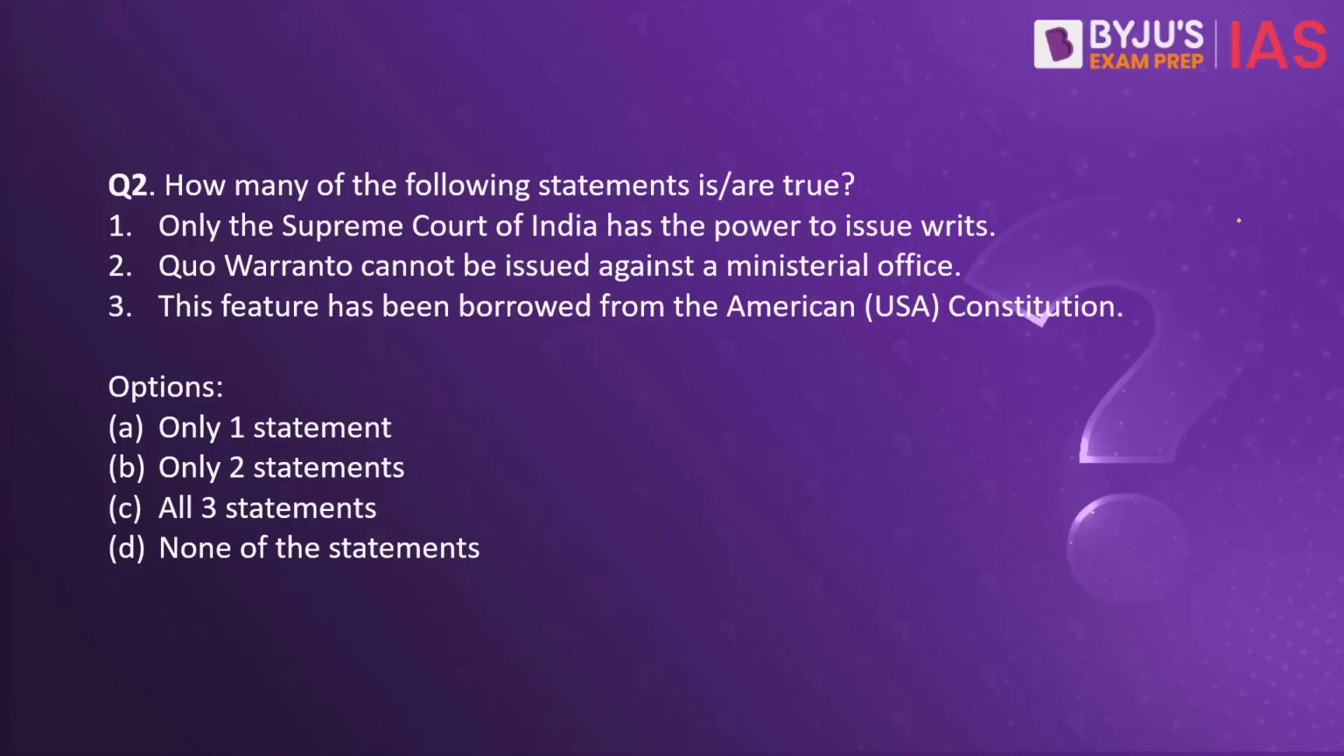The next question is, how many of the following statements are true? Only the Supreme Court of India has the power to issue writs. Quo warranto cannot be issued against a ministerial office. This feature of issuing writs has been borrowed from the American or USA Constitution.